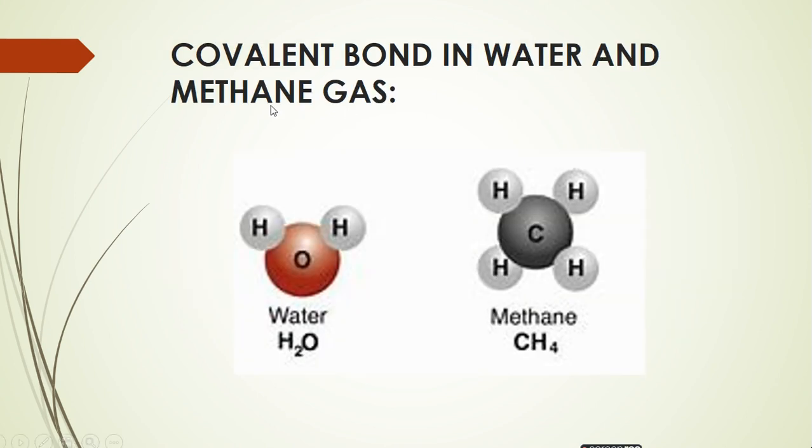Now this is the covalent bond in water and methane gas. So oxygen has 6 outer electrons and needs 2 electrons in its outer shell. Hydrogen with one electron needs 1 electron. So oxygen will share 1 electron with hydrogen and the other one with another hydrogen. Here the deficiency of 2 of oxygen will be removed by 2 hydrogens, and the one electron shared by oxygen with hydrogen will remove the deficiency of hydrogen. So this is how the water molecule forms.